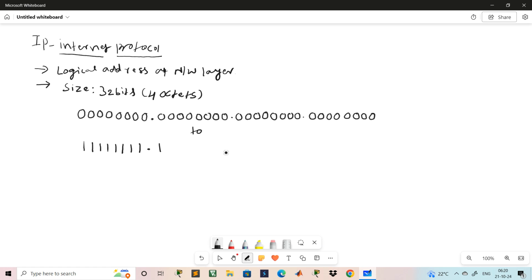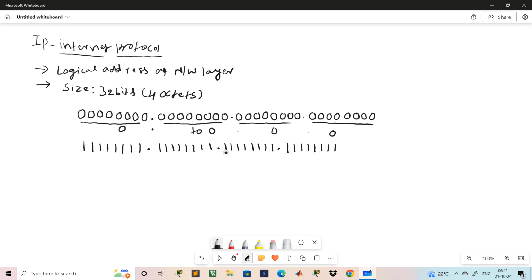This is the first octet, second octet, third octet, and the fourth octet. So if I write it in decimal, it becomes 0.0.0.0.